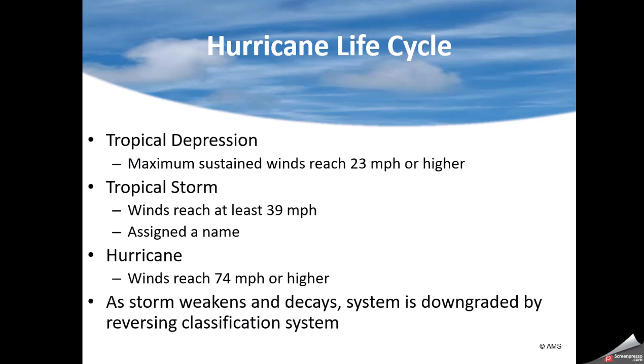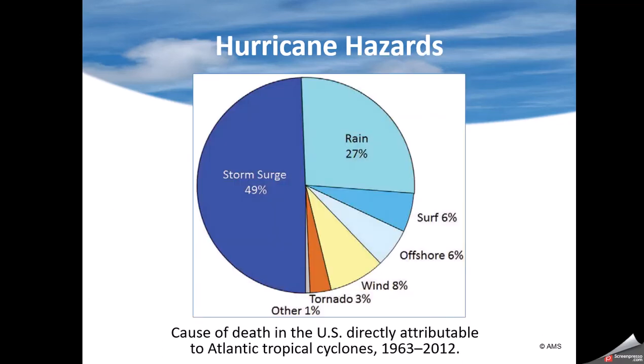It begins with a tropical depression. Basically, winds reach 23 miles per hour or higher, but less than 39 miles per hour. Then tropical storms, where they are assigned a name, have 39 mile per hour sustained winds, and hurricanes 74. And as the storm weakens, the system is downgraded the same way.